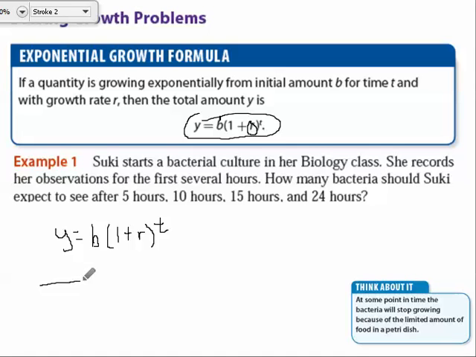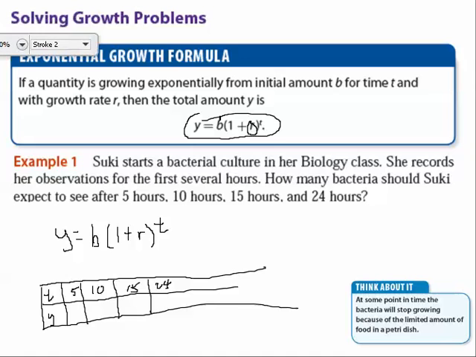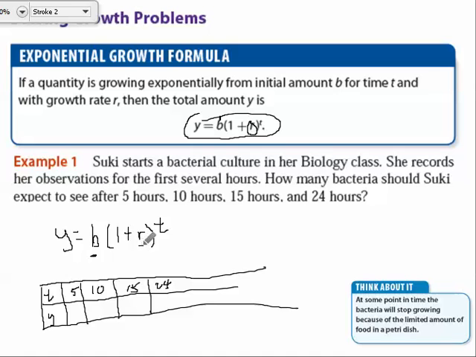So what would you do? I would set up a table just like this. Some value t, time, goes there. And then the y is going to be whatever her growth is here. So you're going to set it up after 5, after 10, after 15, and after 24 hours. You would record the values that you would get in here. Once you get these values recorded, you could then go through the process of solving the problem and finding out what the b is and finding out what the rate is here.